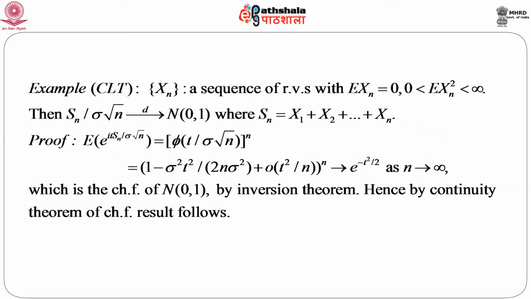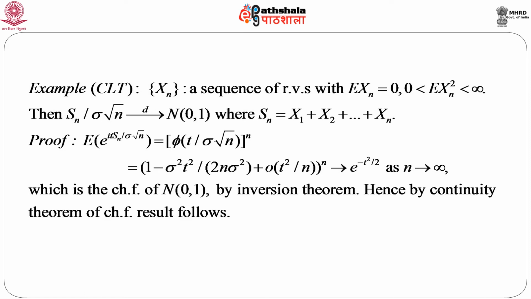Let us consider one small example of convergence in distribution, which is called the CLT. Suppose X_n is a sequence of random variables with expectation of X_n equals 0 and expectation of X_n squared is finite. Then if we consider the sum of random variables, that is S_n equals X_1 plus X_2 plus up to X_n, then S_n by sigma root n converges in distribution to a standard normal variable.